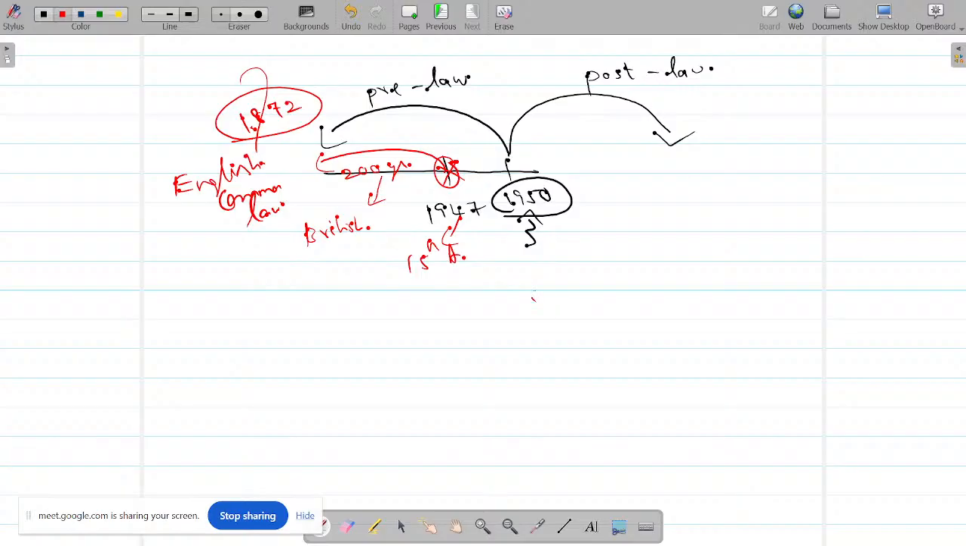But the beauty of our nation is that we have a diversified culture with many religions. We have Hindus, we have Muslims, we have Christians. Obviously, when we talk about English law, in England they are all Christians.